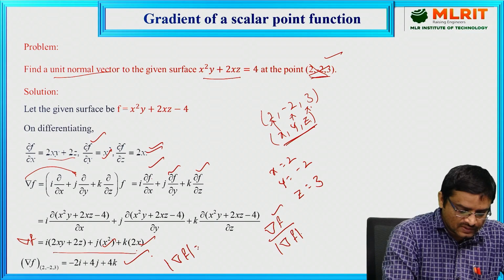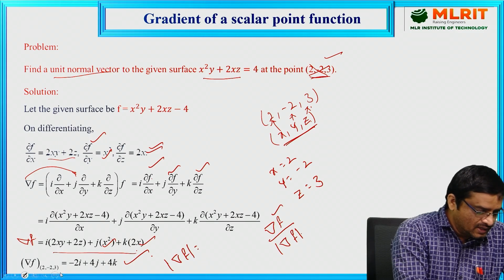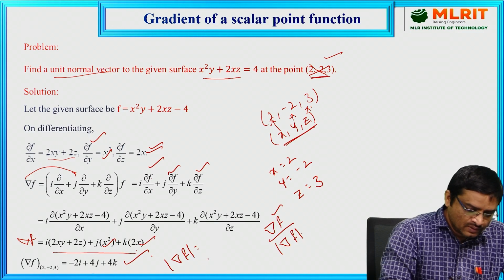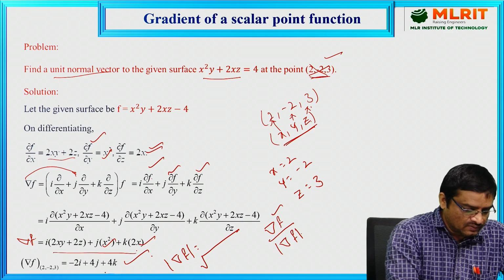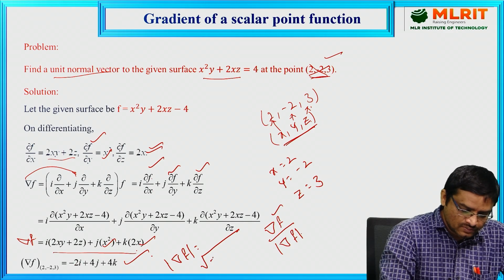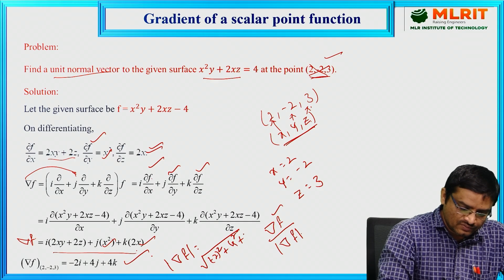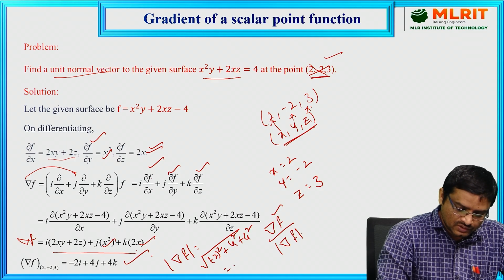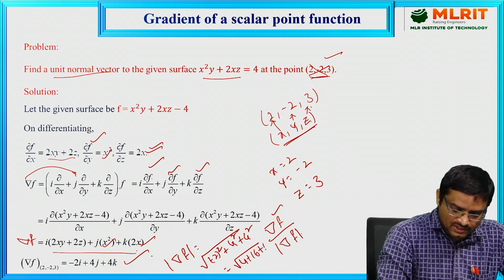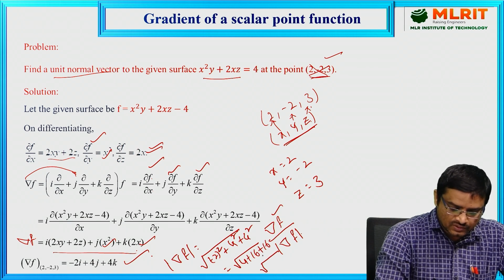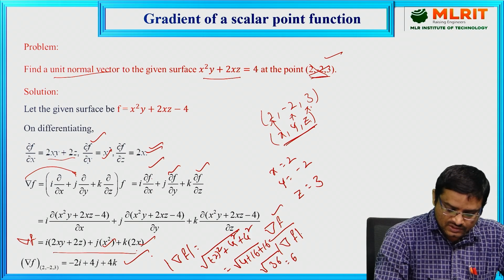So we know how to find out the modulus of del f. Go to the del f at that particular point. So it is equal to square root of i bar coefficient, that is minus 2 whole square, plus j bar coefficient 4 square, plus k bar coefficient 4 square. So you will get square root of 4 plus 16 plus 16. So this is equal to square root of 36, which is equal to 6.